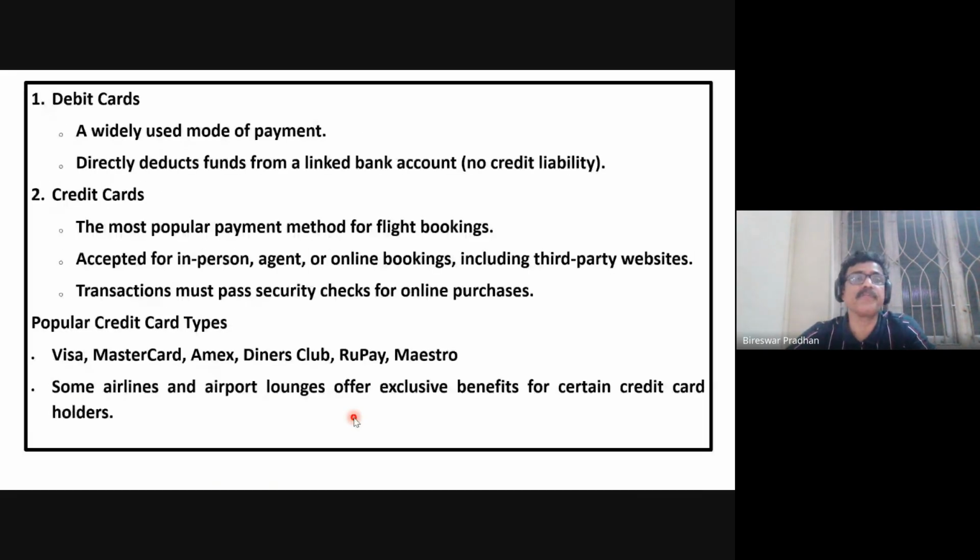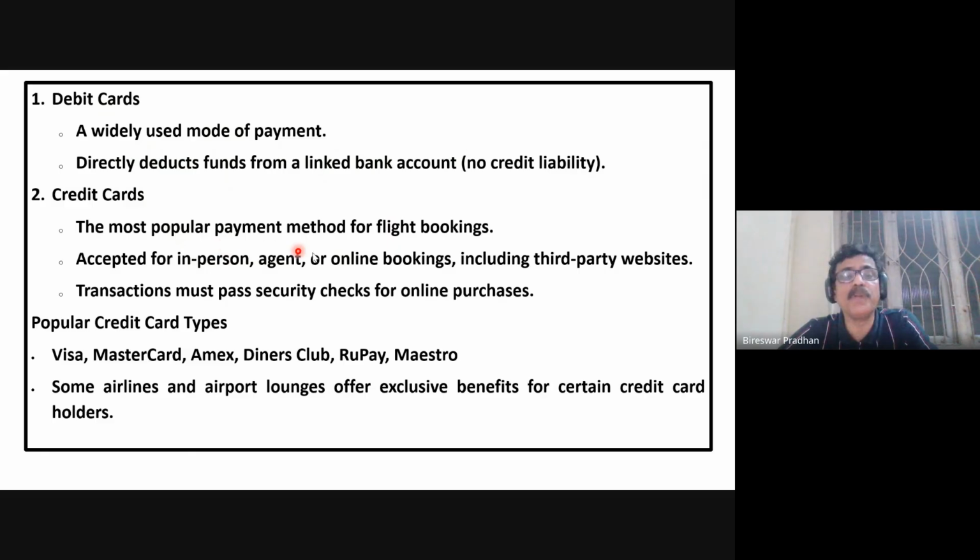Now debit cards, a widely used mode of payment. With a debit card, payment is deducted directly from funds in the linked bank account, with no credit liability. So when you use a debit card as cash, it is directly transferred from your bank to the other's bank. And with a credit card, there is credit liability.